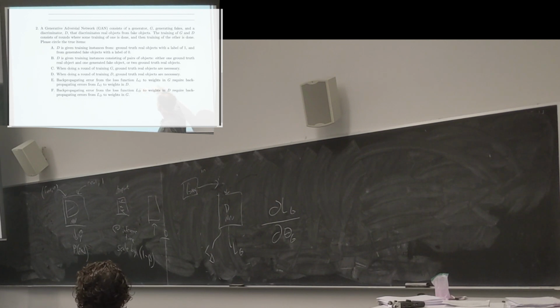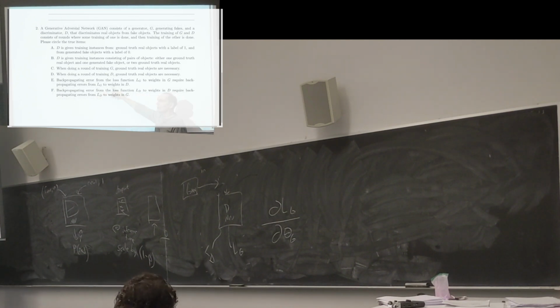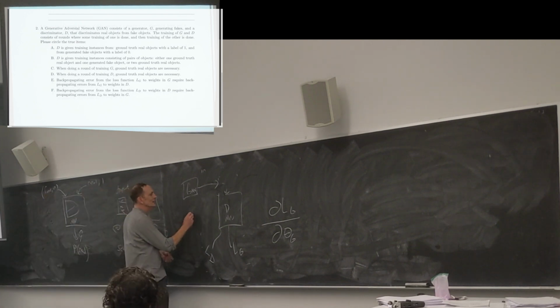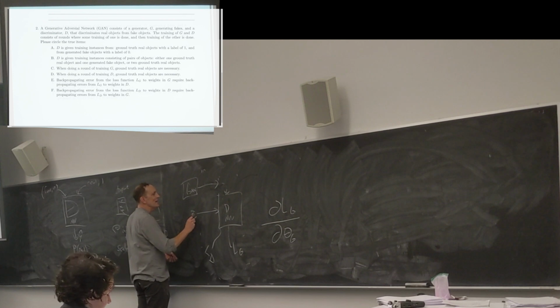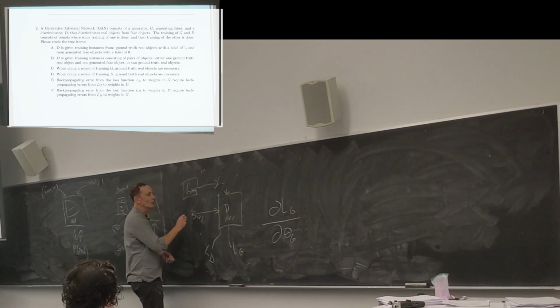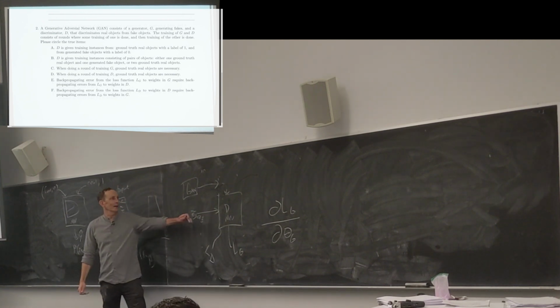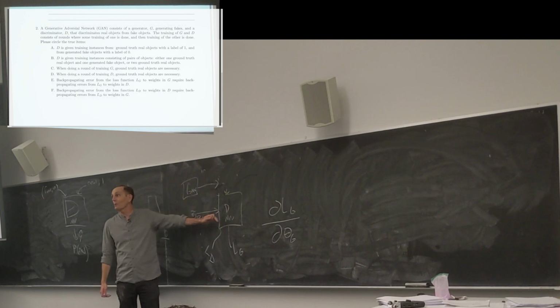E, we do not back propagate the errors from L sub G to the weights. This is the key word here, to the weights. Do we have to back propagate to the activations, to the outputs in here? Do we have to propagate to the Z's and A's? Yes, we have to propagate to the Z's and A's and get our way through here. But we don't care about the weights because we're not trying to change them.